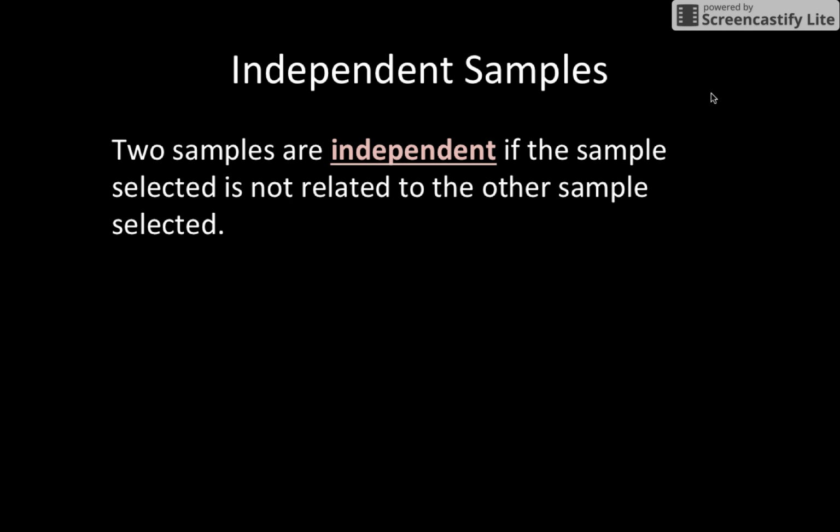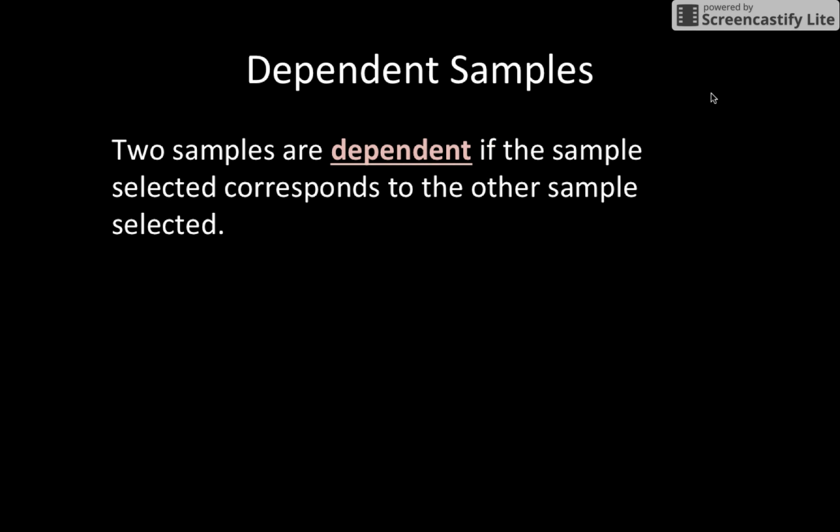Two samples are independent if the sample selected is not related to the other sample selected. Two samples are dependent if the sample selected corresponds with the other sample selected.